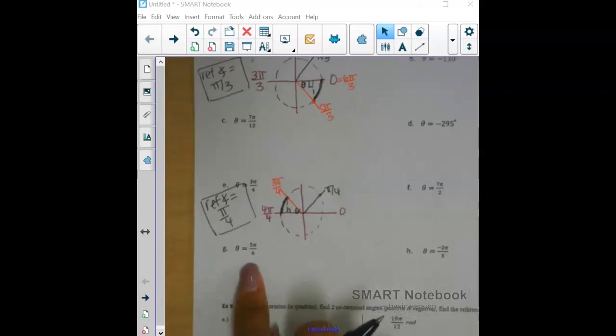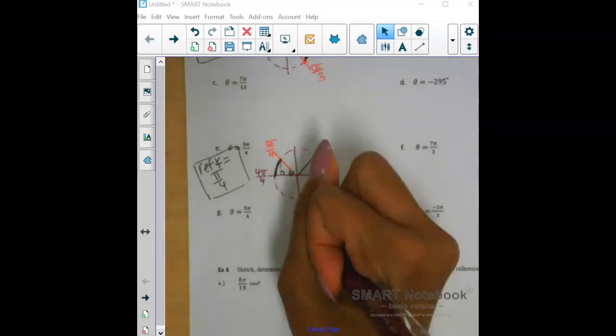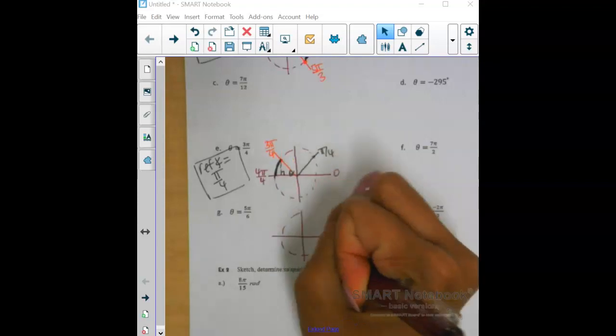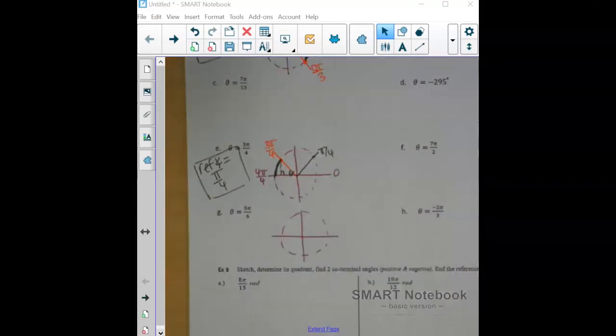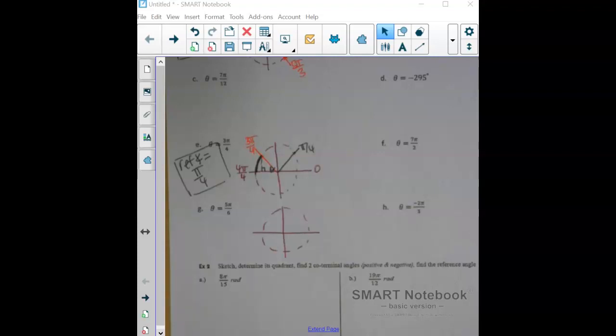Try G. At least graph out G before I do this one for you. Graph this out, and make sure you put your unit circle, that little dashed circle, all the way around it. Make your life easy. Start out by graphing where pi is, figure out where that's going to be, and then see what you're going to get.